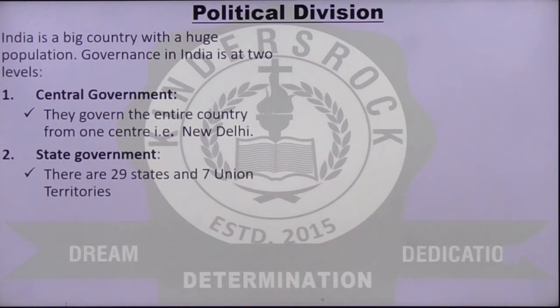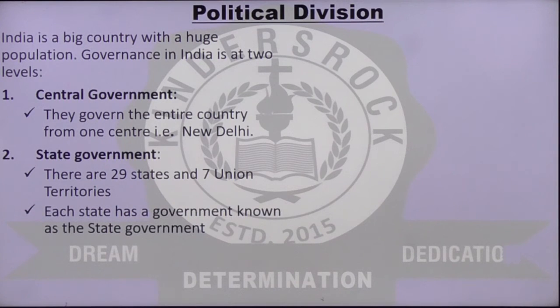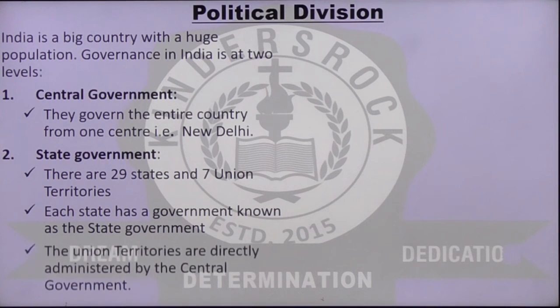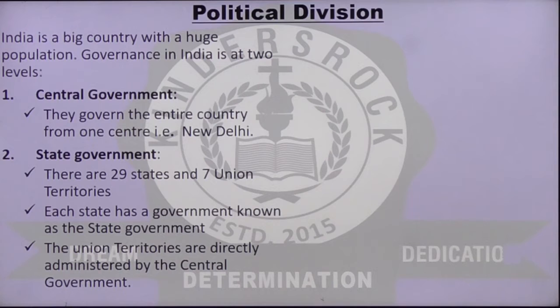There are 29 states in our country and 7 union territories. Each state has a government known as the state government, and the leader of the state government is the chief minister. Okay, the union territories are directly administered by the central government.